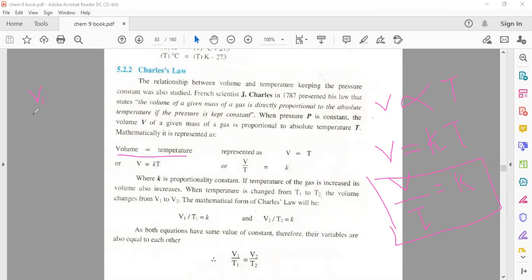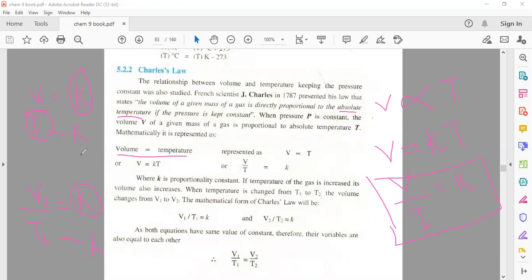For example, the initial volume is V1 and the initial temperature is T1. That is equal to K. If you are increasing the temperature, the new temperature is T2 and the new volume will be V2. That will be equal to K. All the time the value of K will be the same if you are taking temperature in Kelvin. Absolute temperature means taking temperature in Kelvin, not in Celsius or Fahrenheit. If you are taking temperature in Kelvin, then the value of the proportionality constant will be the same.